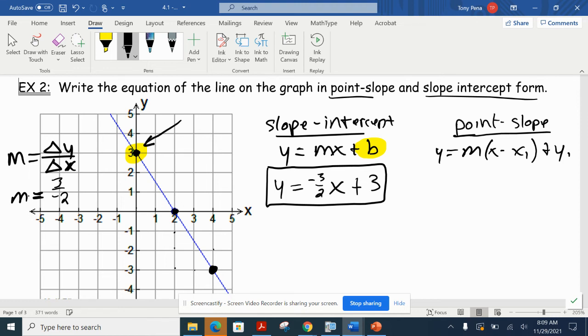So if you pick this point here, you're going to use the point with the coordinates 0, 3. If you use this point right here, those have coordinates of 2, 0. Or if you want to use this point, this is the other nice point, you would use the coordinates for -3. Does not matter which of those 3 points you use to write this point-slope version.